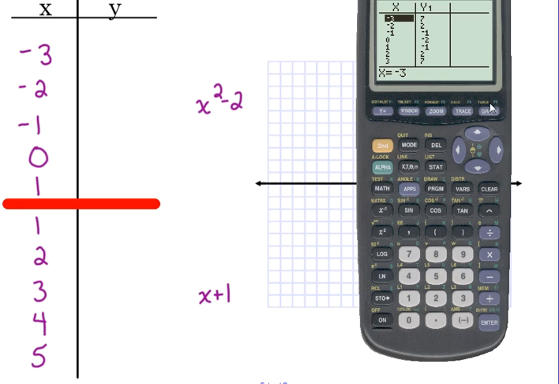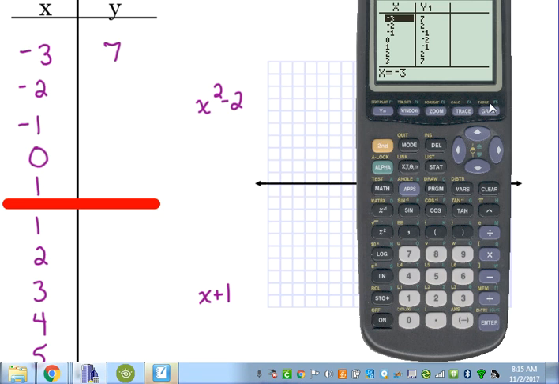Go to the table. -3 is 7. -2 is 2. -1 is -1. 0 is -2. I already knew that. And 1 is -1.